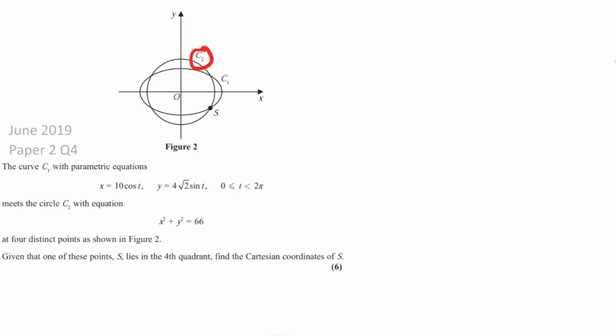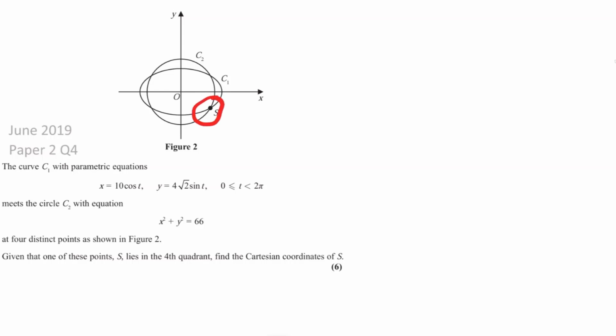So we have C2, which is this circle here, and we have C1. This is kind of like this oval, this elongated circle here, which is the parametric equations, and we're told they meet 4 times here, here, here, and here. And we're told that one of these points S lies in the 4th quadrant, so we can see that here. Remember, this is the first, this is the second, this is the third, and this is the 4th quadrant, so S lies in the 4th quadrant, and we need to find the coordinates of S.